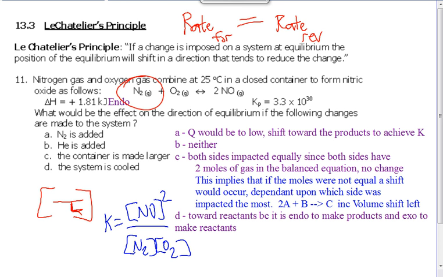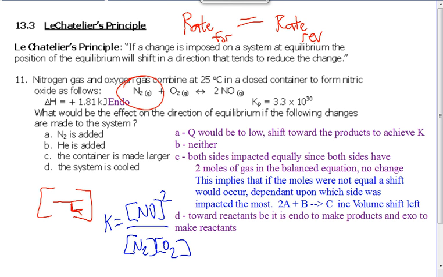This is kind of weird because this is the very first time we look at one where it doesn't shift. If the amount of products and the amount of reactants have the same total order, 2, and 1 and 1 is 2, then we don't see a shift because they'd be impacted equally. If we decrease the container, it'd be impacted equally. Everything would be moving in the same direction proportionally.